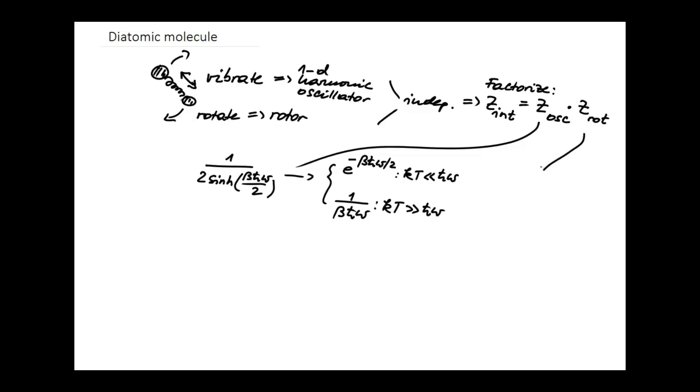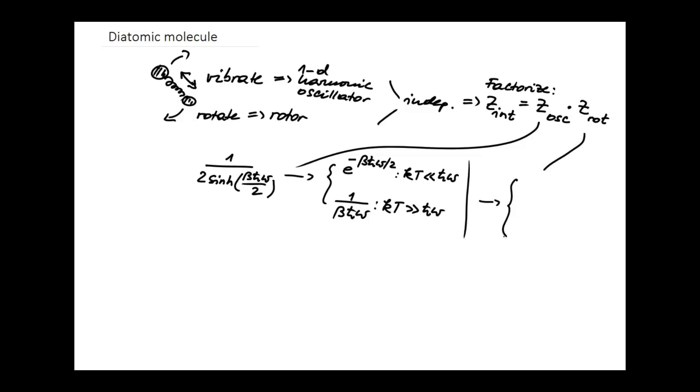For the rotor, you once calculated the partition function on one of the problem sets. That was a slightly more complicated expression. It was an infinite series. You had to sum over all possible eigenvalues of angular momentum. But you also looked at the high and low temperature limits, and there the expression became much simpler. So let me start right away with these two limits for high and low temperature.